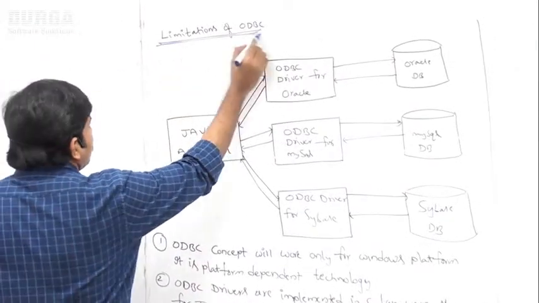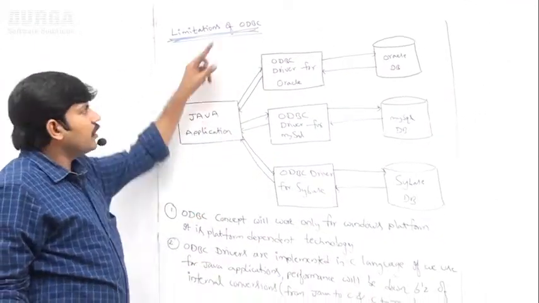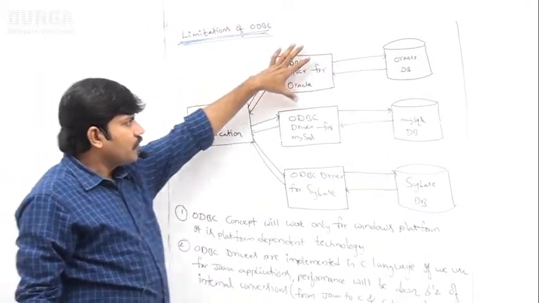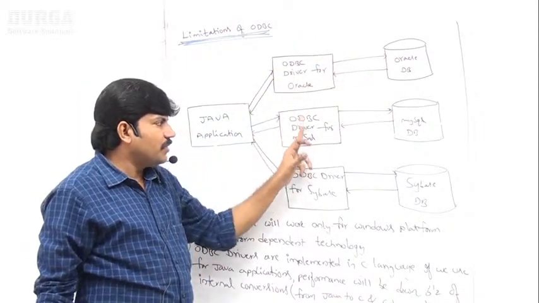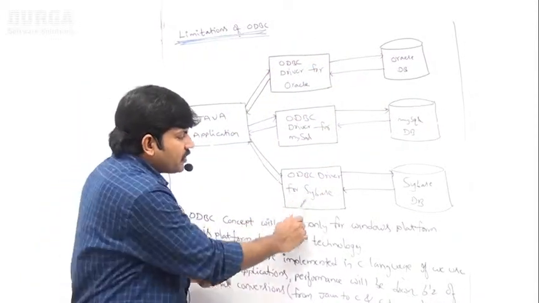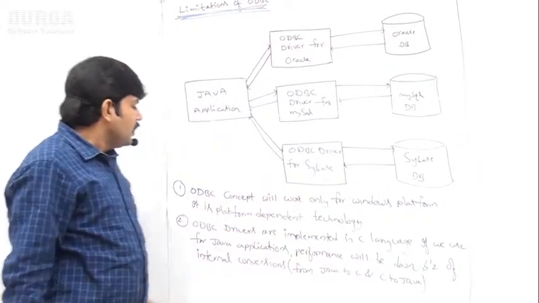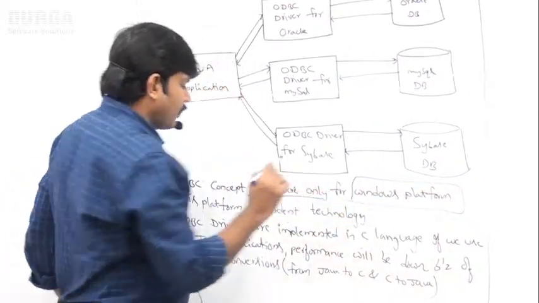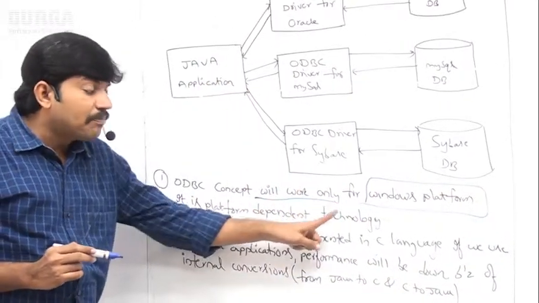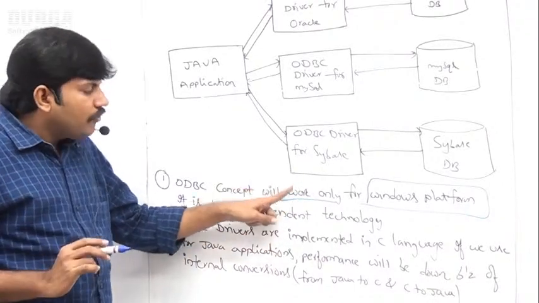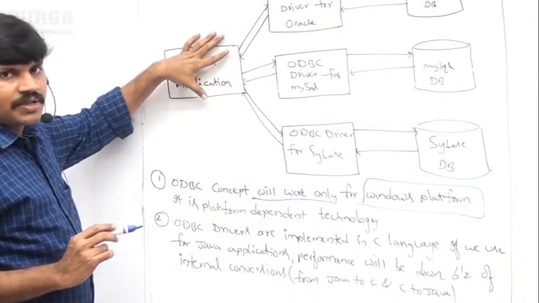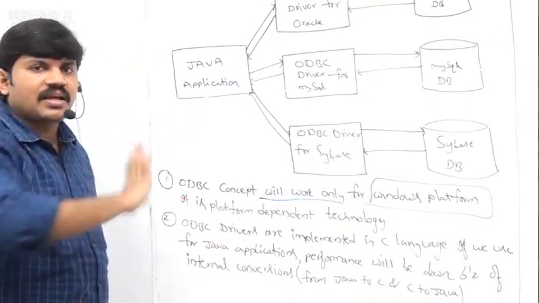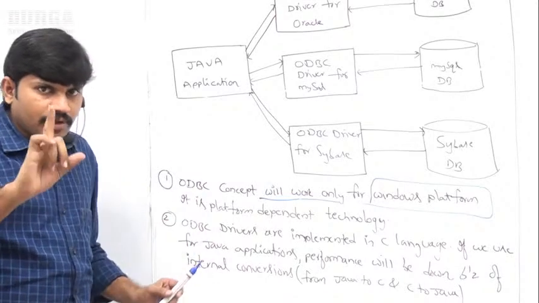What are the various limitations of ODBC? If I use ODBC for a Java application, what problems are there? Assume an ODBC driver for Oracle database, an ODBC driver for MySQL database, an ODBC driver for Sybase database. First problem: the ODBC concept works only for the Windows platform, so it is a platform dependent technology. If I use ODBC, my Java application also becomes platform dependent, which is not at all recommended. We won't accept that. Problem number 1.